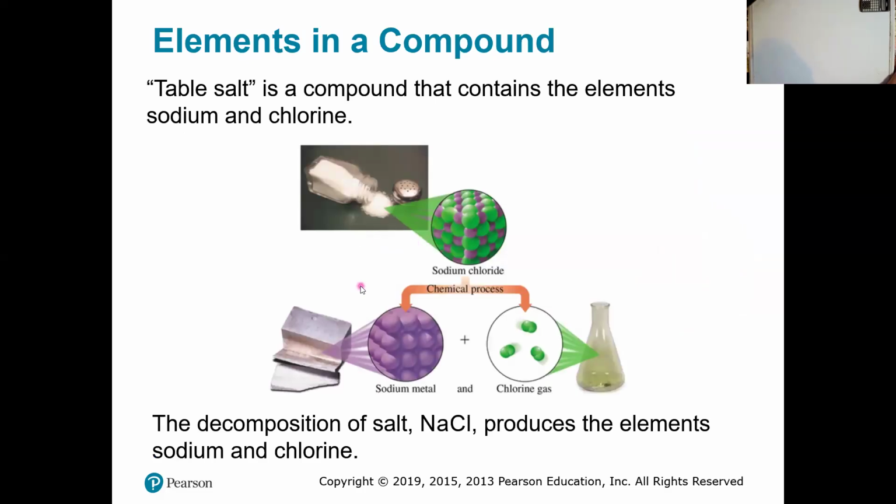This is just giving us a look at what the makeup of table salt is. It's composed of sodium metal and chlorine gas that combines to form the sodium chloride that we see in our salt shakers, in our containers of salt that we get from the store.